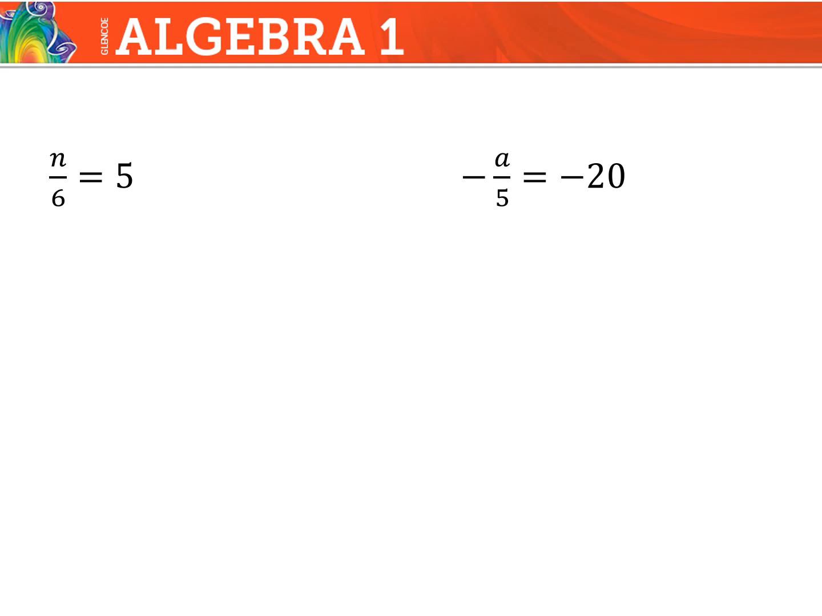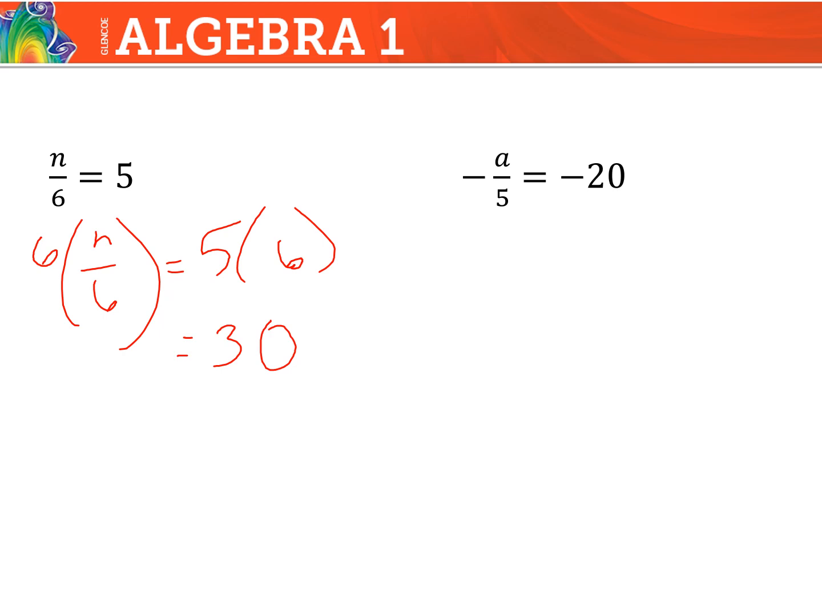This first problem, I see I'm dividing by 6. Because I'm dividing by 6, my inverse operation should be multiplying. Well, if I'm dividing by 6, then I need to multiply by 6. So let's multiply both sides by 6. So the easy side, 5 times 6 is 30.